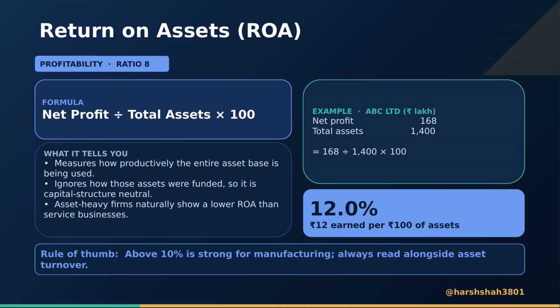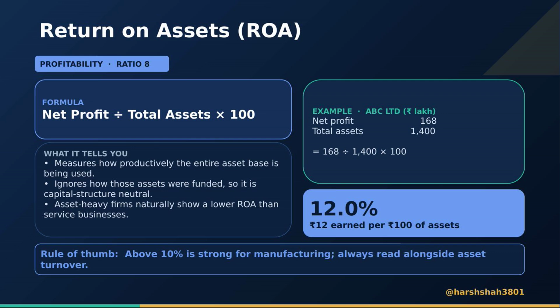Formula: net profit divided by total assets times 100. For ABC Limited, 168 divided by 1,400 times 100 equals 12%. What is this really measuring? How productively the entire asset base is being used.